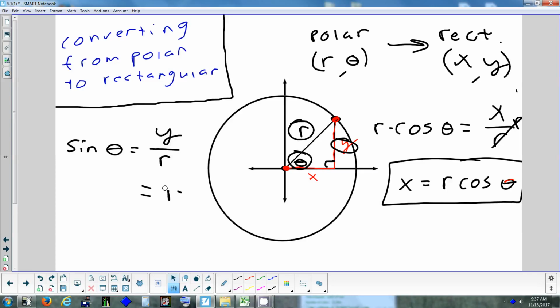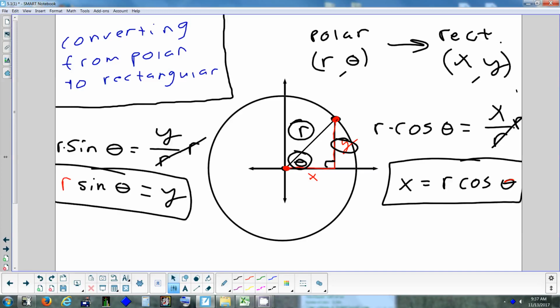Okay, and again, I want to do the same thing. I'd like to get a formula for y by itself. So what would I do to get y by itself there? Yep. Multiply both sides by r, and there's your formula for y. And now all you would do is use those two formulas. Take r and theta, plug them into the x formula, plug them into the y formula, and write your answer. So we'll try a couple examples with that.